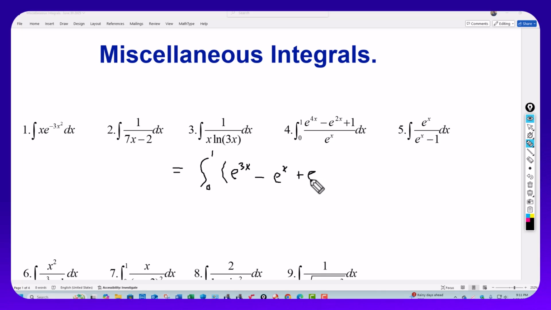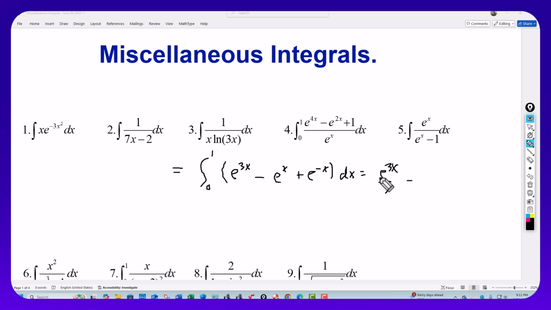I just write that as e to the minus x. 1 over e to the x is the same thing as e to the minus x. And then this is equal to, now we can integrate. So the integral of e to the 3x is e to the 3x, using the chain rule in reverse. The derivative of 3x is 3, so this gets divided by 3.